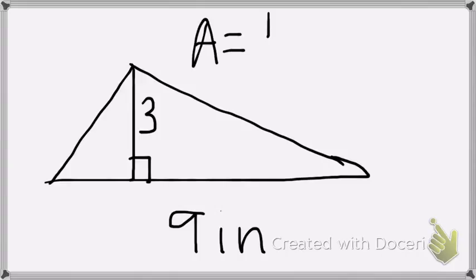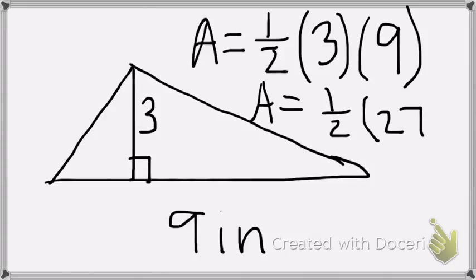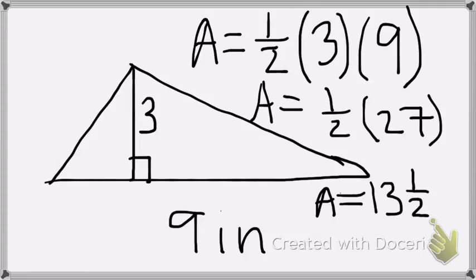A equals half times 3 times 9. So we know that 3 times 9 is 27. So we have area equals half times 27, which equals 13 and a half. And that's going to be in inches squared.